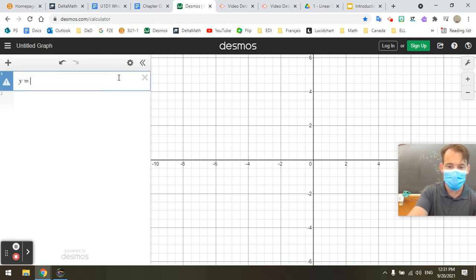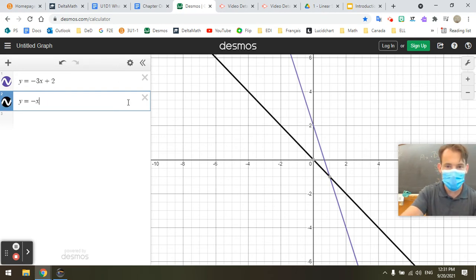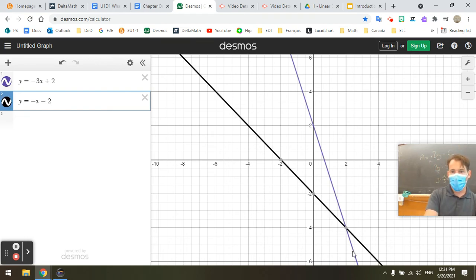I had y is equal to negative 3x plus 2, and there's that line that's slopey, extreme, and crossing at the 2. And then I had y equal to negative x, and there's less slopey, and this was minus 2. There we go. And we predicted that they would intersect in the fourth quadrant. And indeed, there they are. X is positive, y is negative. That's the fourth quadrant.